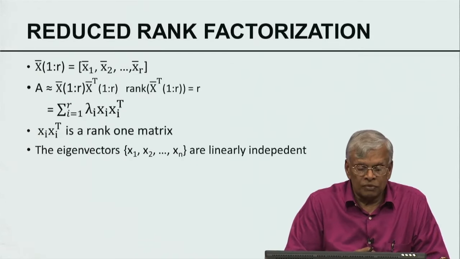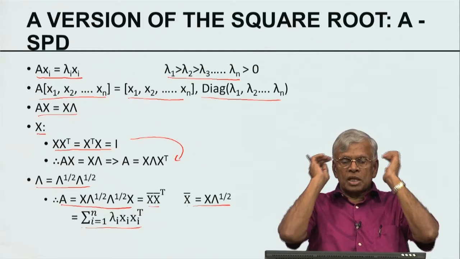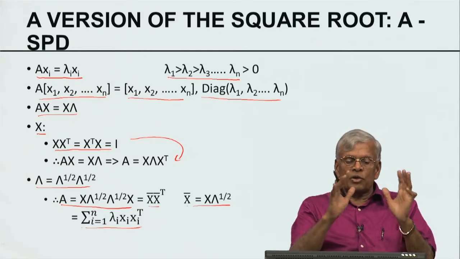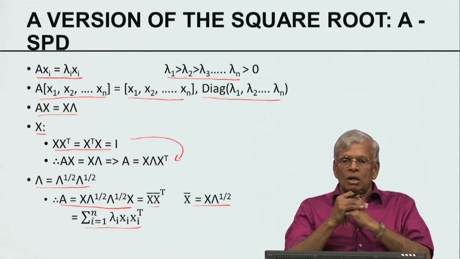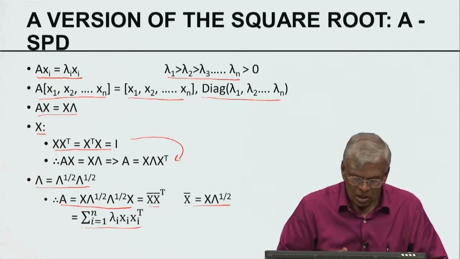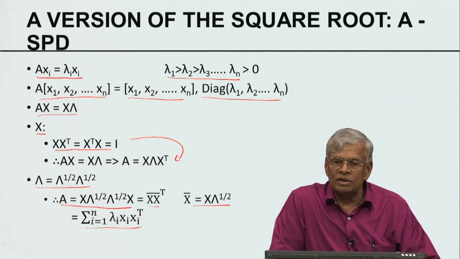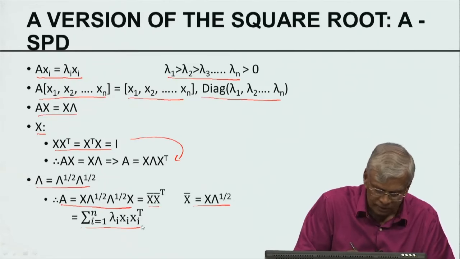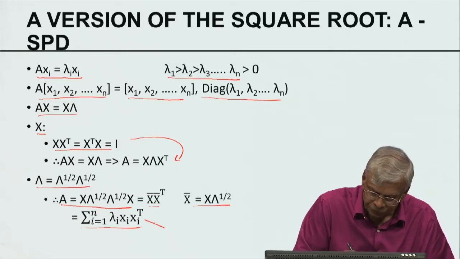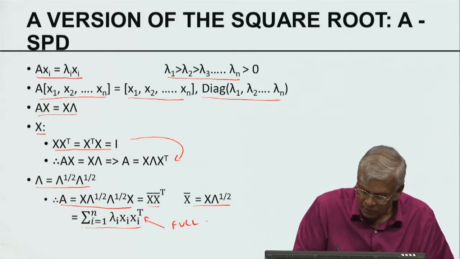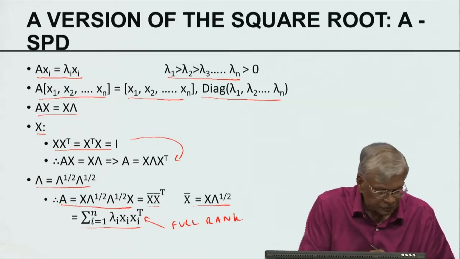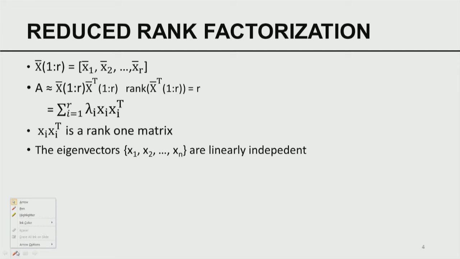Now what are we going to do? We are going to talk about two things: full rank as well as reduced rank formulation. What do you mean by full rank and reduced rank formulation? If I took all the eigenvalues and eigenvectors in the sum, that's called the full rank factorization. Now in here, we are going to assume all the eigenvalues 1 to r are large, and from r plus 1 to n are small.